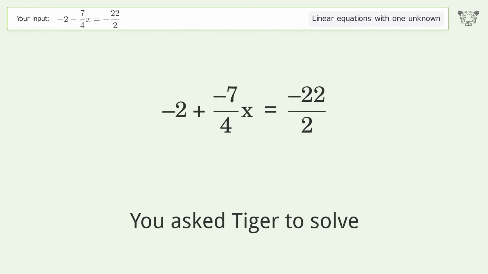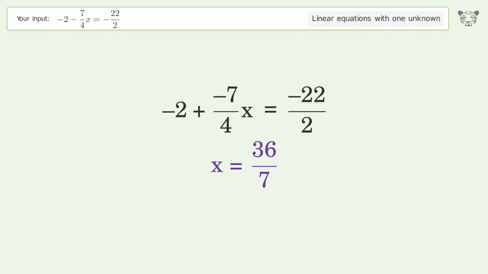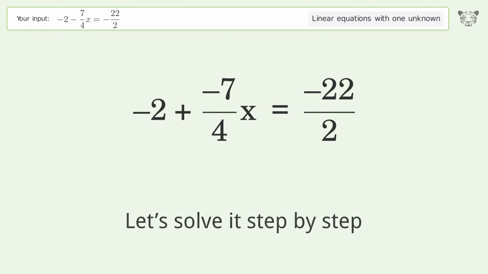You asked Tiger to solve this. This deals with linear equations with one unknown. The final result is x equals 36/7. Let's solve it step by step.